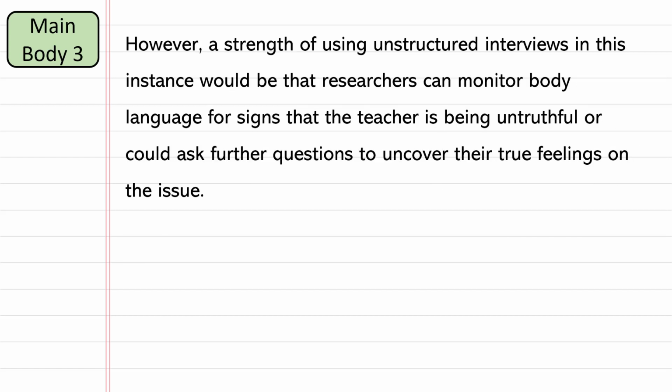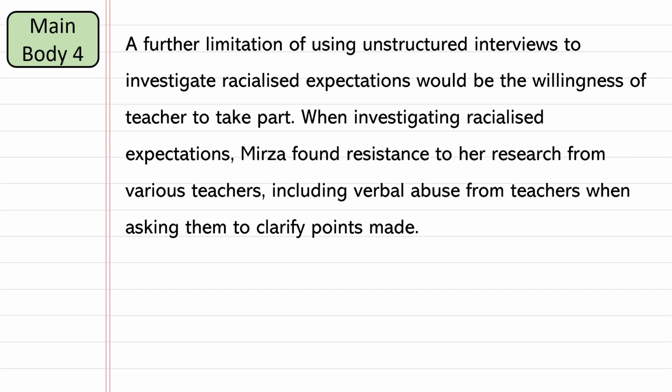I've decided to put a strength in to counter that. A strength of using unstructured interviews in this instance will be that researchers can monitor body language for signs that the teacher is being untruthful and could ask further questions to uncover their true feelings on the issue. Could have talked about the issue a little bit more. So I'd see this as only being decent. It's not strong. But what I've done again is I've presented a limitation and then I've countered it with a strength.